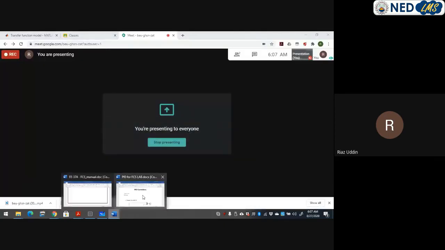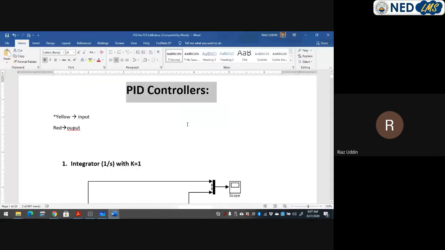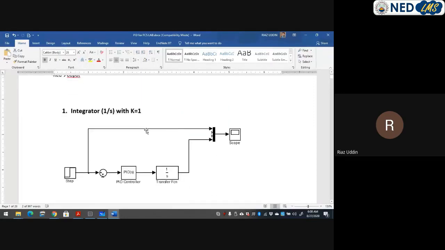So now I'm going to give you a brief introduction of how the PID controller works. Before going into the details of these controllers, you have to understand some basic terminologies: how does an integrator work, how does a differentiator work, and how do these work together with each other.